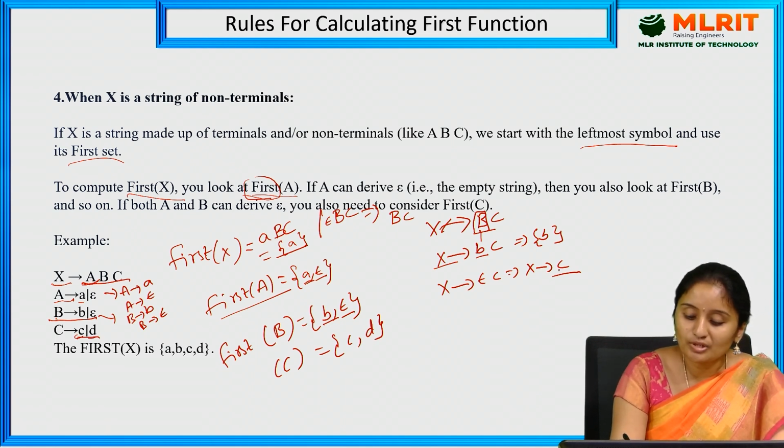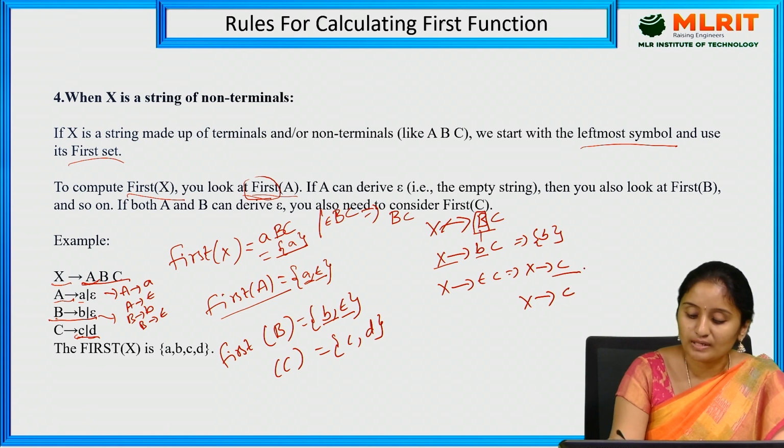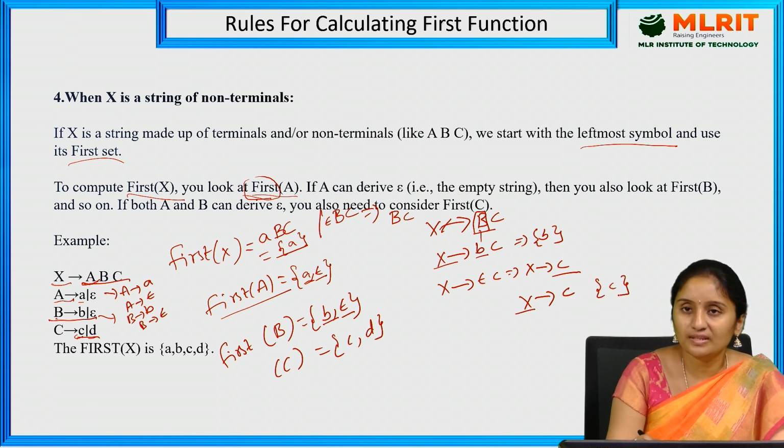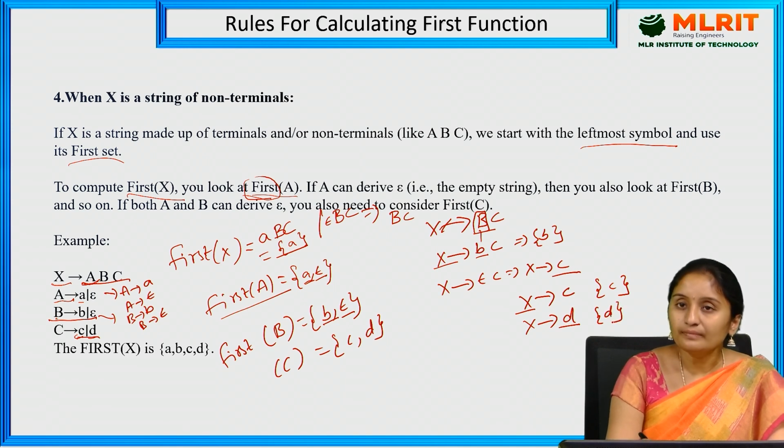Now again I am substituting in the place of C, one time small c, one time small d. So what am I going to get here? X produces small c. Next, first of X is going to be c. Next, X produces small d. First of X, what am I having? It is a small letter, a terminal. I am going to get d.